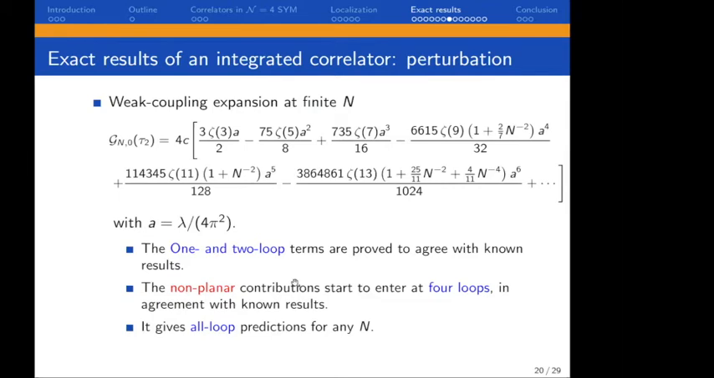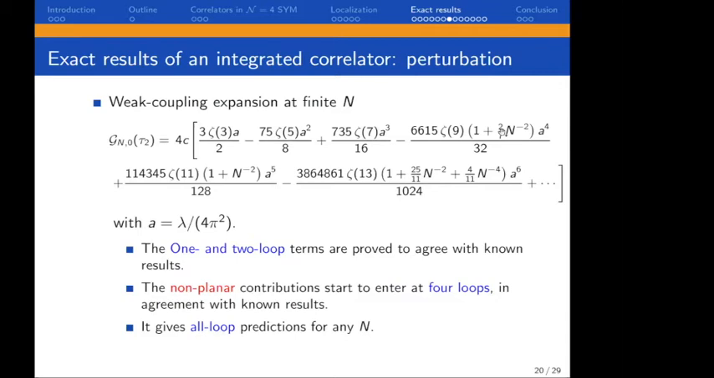Furthermore, the other fact I mentioned about this correlator is that the non-planar contribution only starts to enter at 4 loops. As you see, that's indeed what we found here. The first 3 loops, except for this overall factor, have no N dependence, and the non-planar contribution only starts to enter here.